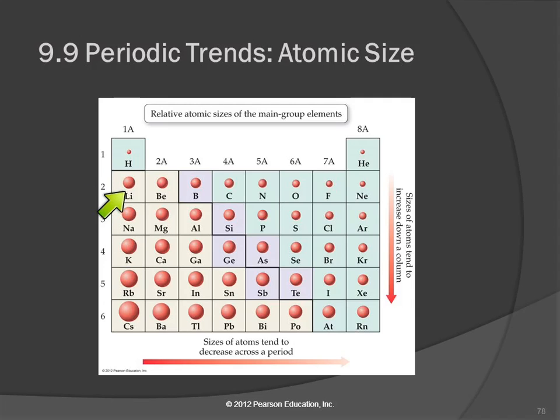Lithium's valence electron is in the 2s orbital. Neon's valence electrons are in the 2s and 2p orbitals, and those are roughly the same distance from the nucleus. But how many protons are in the lithium nucleus? Lithium is element number 3. It's got 3 protons. Neon has 10 protons. 10 protons, we need more pictures.